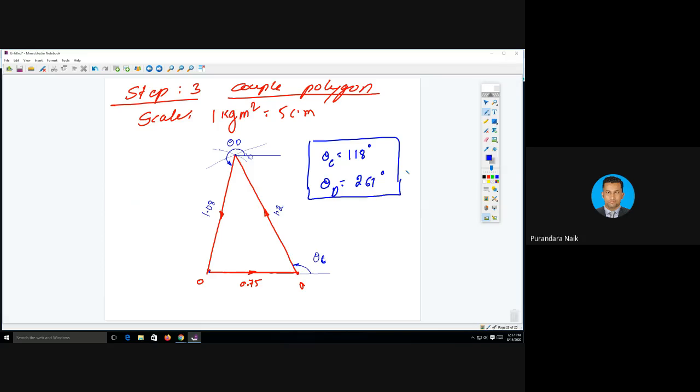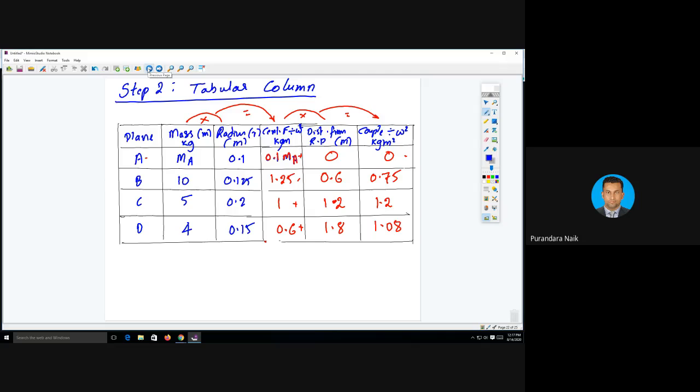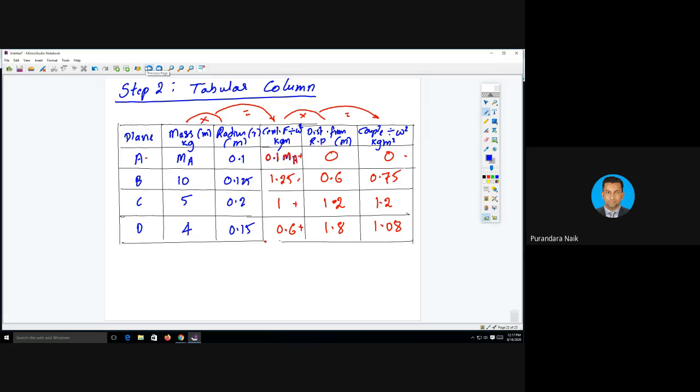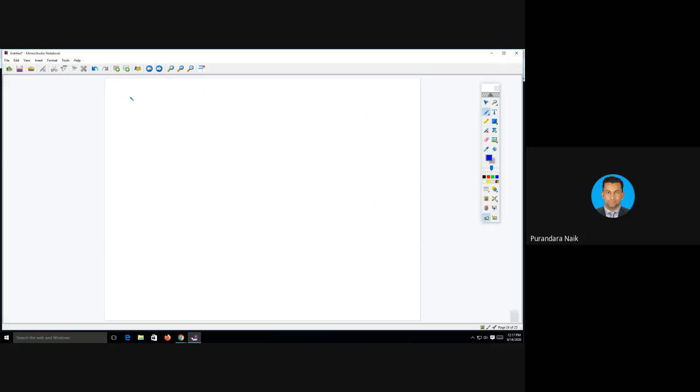Okay, if you know the angles theta C and theta D, you can go for the force polygon now, because we need to find out the mass of A and the angle of A also. So the angles of C and D we know. Angle of B is 0. Angles of C and D are known here from the couple polygon. Next, we need to find out the mass of A as well as the angle of A. Here B, C, D angles are known. We need to find it. So here now we need to go for the force polygon.